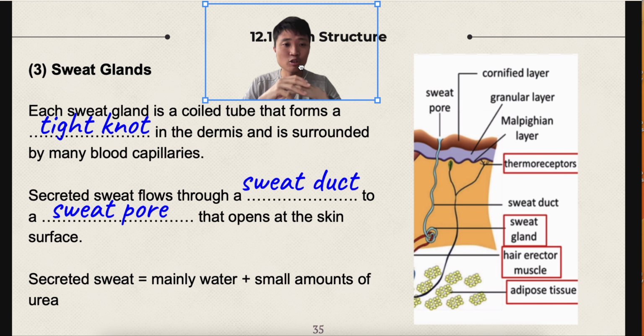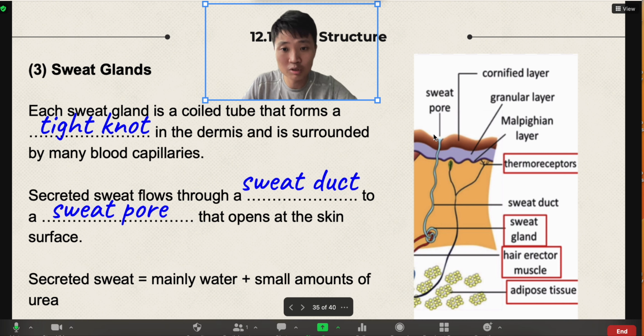But yes, each sweat gland is actually a coiled tube that forms a tight knot in the dermis. Can you see the picture here? Over here, you see how the blood capillaries are intertwined with the sweat glands. There's a tight knot in the dermis and it's surrounded by many blood capillaries.